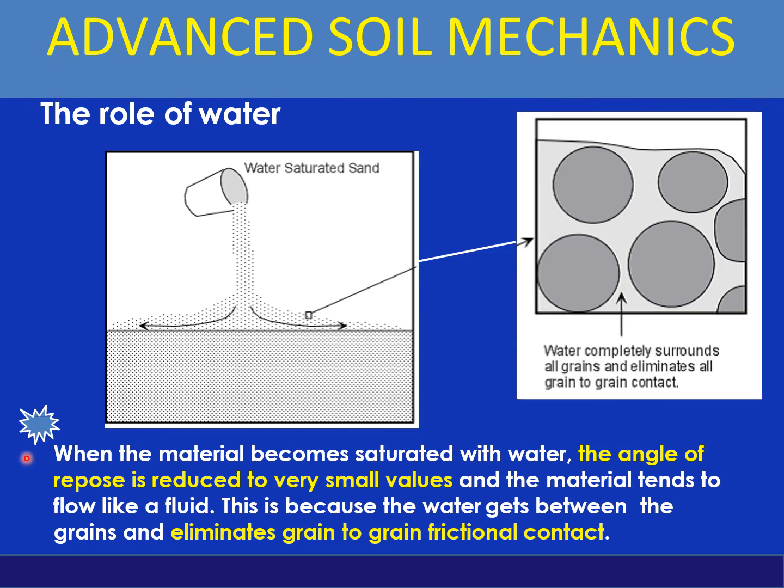When the material becomes saturated with water, the angle of repose is reduced to a small value and the material tends to flow like a fluid. This is because the water gets between the grains and eliminates grain to grain frictional contact. So look at that: because of the increase of the water content, the water completely surrounds all grains and eliminates all grain to grain contact.